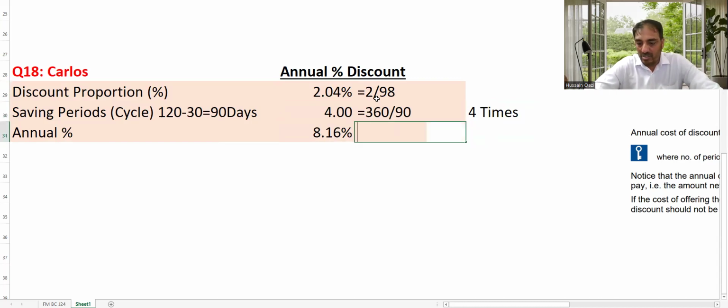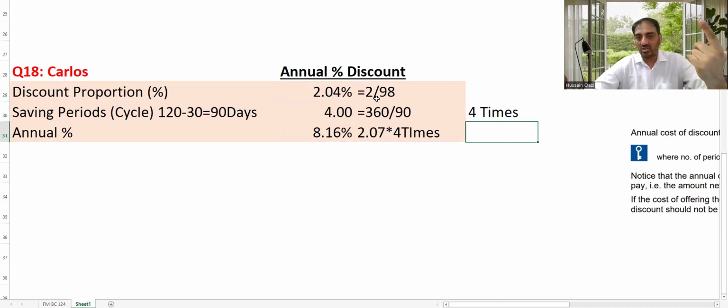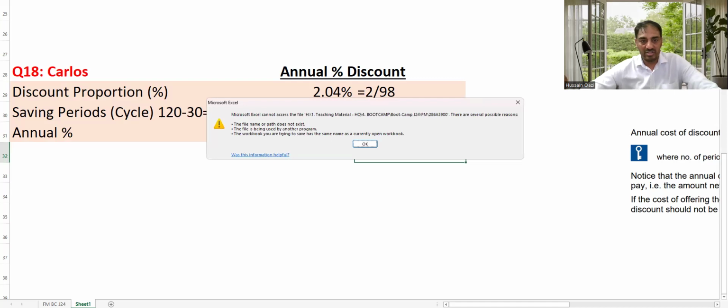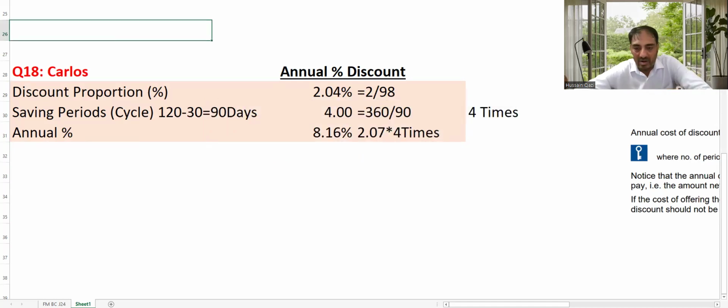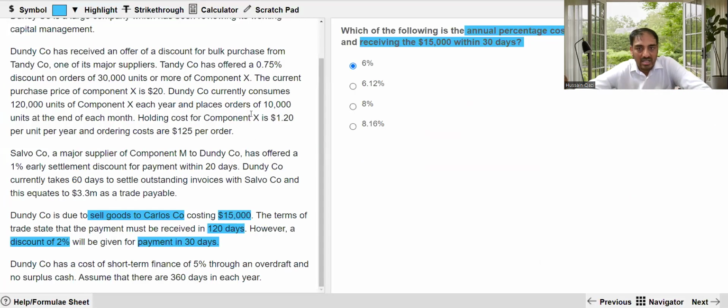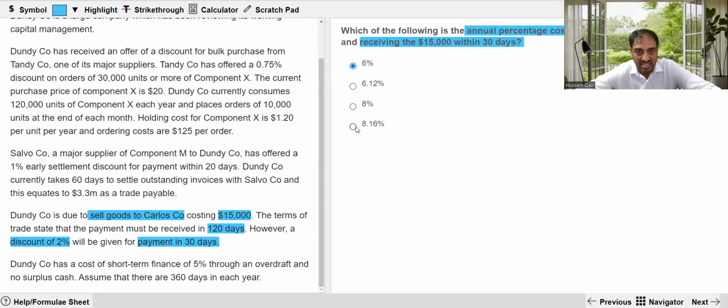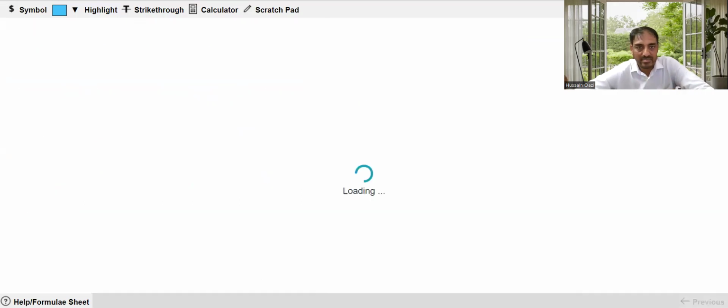Then simply 2.04 multiplied by 4 times. So this is not 2.04, it's a 1 cycle percentage multiplied by 4 times. That's the annual percentage. That's all. That's simple, rather than mugging up the formula. Rest is your wish. Okay, that's about this question. So that is about 8.16. Answer is 8.16. Okay, next.